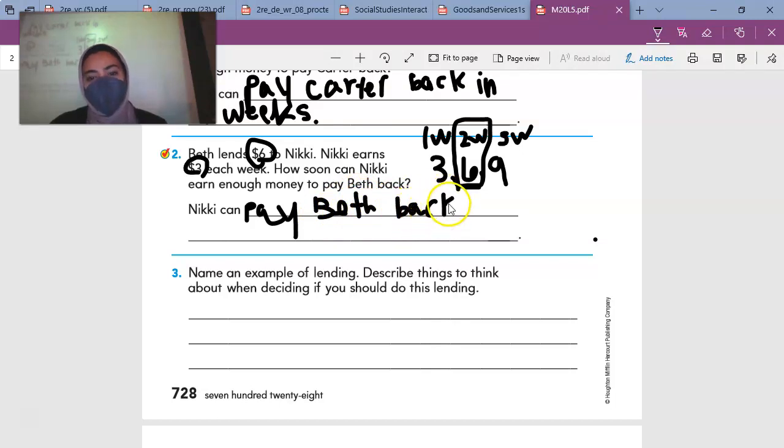You have to include the names. You cannot say can pay her back. Nikki can pay Beth back, and exactly in 2 weeks. This is the whole point of this lesson, for you to know who the lender is. If you don't understand lender from borrower, then you just defeated the purpose of the entire lesson. You can't use her and him on this. You have to use the names.